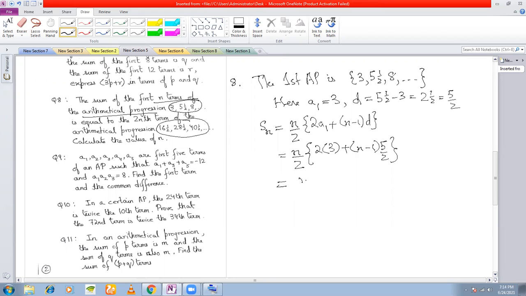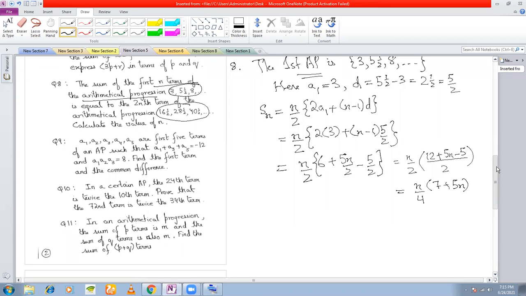So how much will you get here? n by 2, you get 6 plus 5n by 2 minus 5 by 2, right? So you get here n by 2 into 6 minus 5 by 2, take the LCM here, 2. So you get 12 plus 5n minus 5. So you get here n by 4 times 7 plus 5n, right? This is Sn. That is the sum of n terms of this AP.